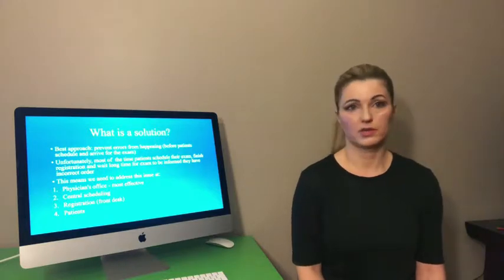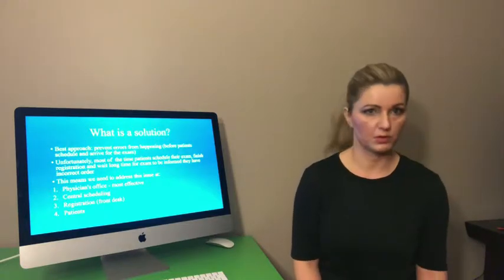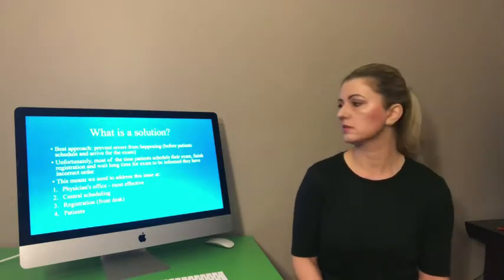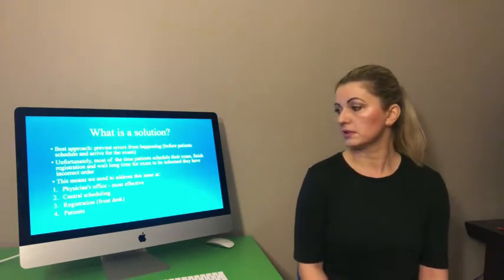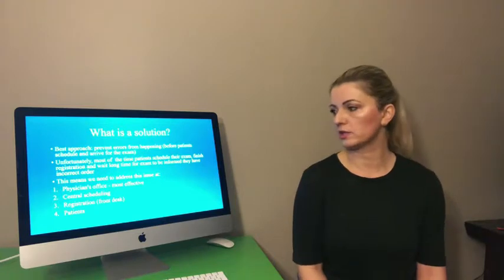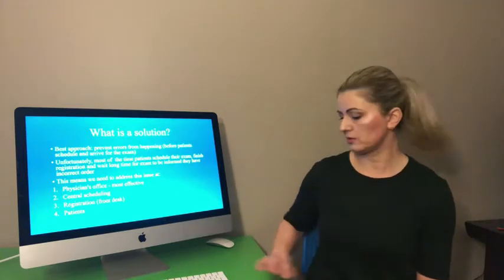First, we need to address this at the physician office. That would be the most effective, because that's where the error happens. Then central scheduling, registration at the front desk, and the patients themselves.